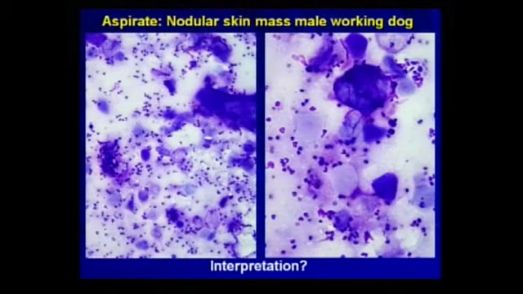Here's a male working dog. We have a similar aspirate. We have a lot of neutrophils. We have these polygonal, translucent blue squamous epithelial cells, and once again, these cholesterol clefts, cholesterol crystals. Apologize, I have cholesterol crystals. Okay, your interpretation? Well, there are a couple possibilities here.